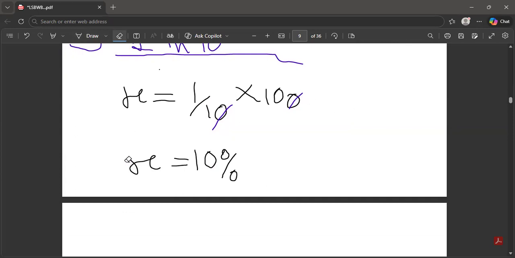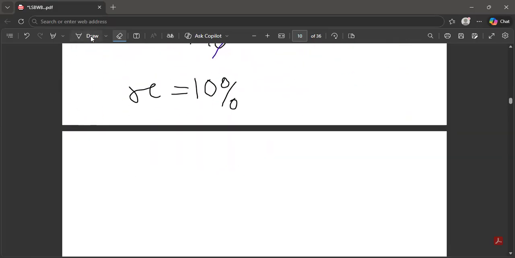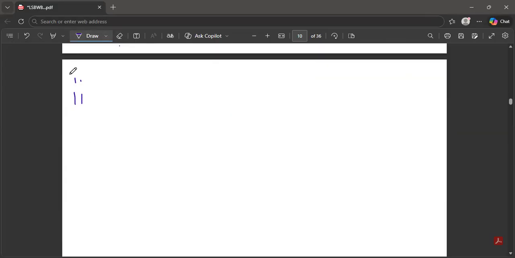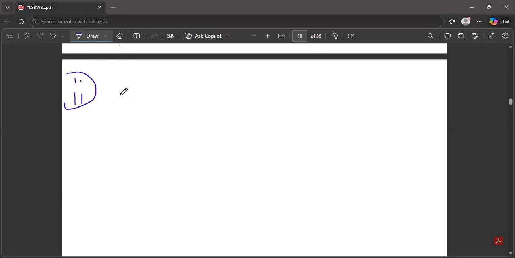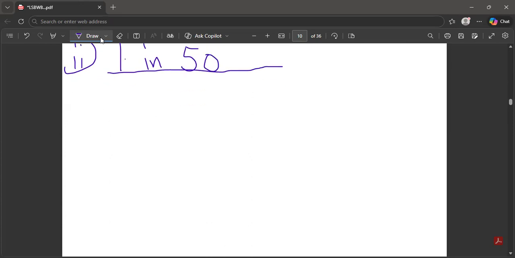All right, let's proceed with II. The same procedure. Gradient is the same as x. That is why I'm representing it by x. Please don't get confused. So we are doing for 1 in 50. So we're going to say that x is equal to 1 over n times 100. We just apply that same concept.